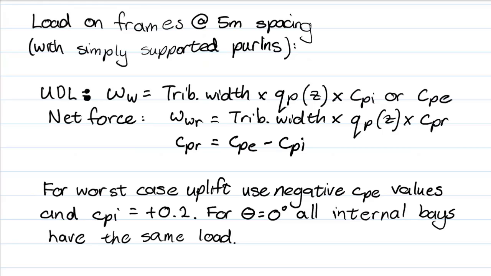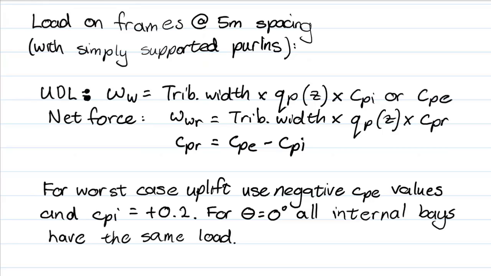However, there's absolutely nothing wrong with otherwise applying a net force, omega W, a resultant or net, which is the tributary width times the pressure at the height times CPR, a resultant CP factor, which is CPE minus CPI. You will then get the same answer whether you add the total UDL to the total internal CPI value, or you work out a resultant. Either way is fine, but it's just good to have that understanding of the application.